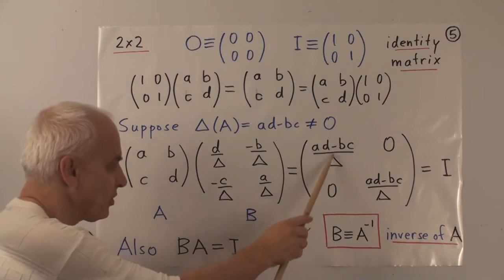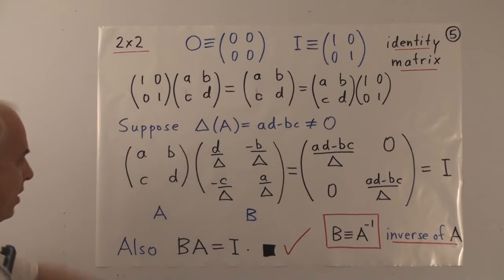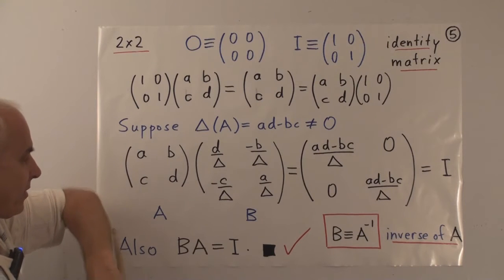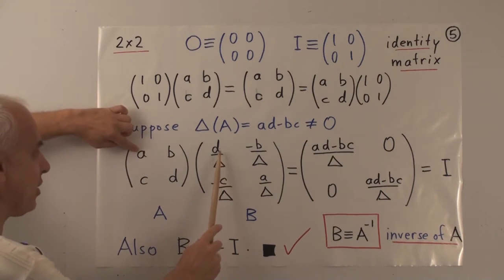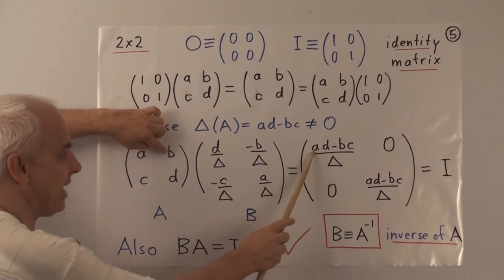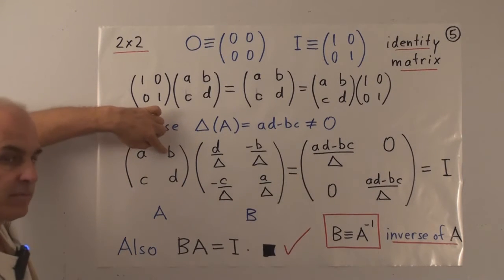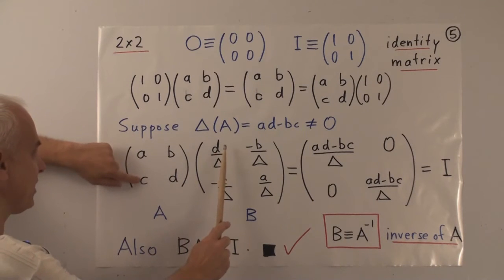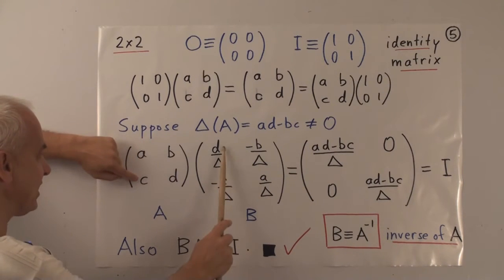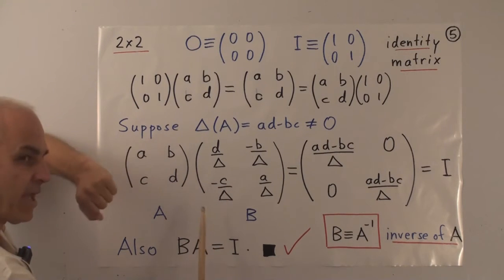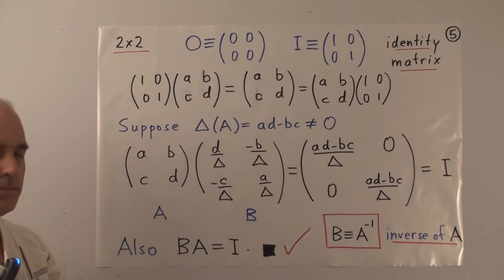So how do we compute the first column? We take, first of all, this times this plus this times this. Okay, what are we getting? We're getting AD over delta minus BC over delta. So AD minus BC all over delta. And what's the next entry down here? It's this times this plus this times this. CD over delta minus CD over delta. Well, they cancel out, so we get 0.